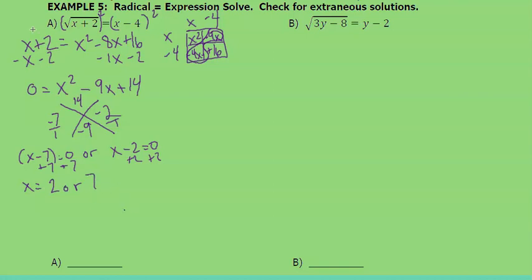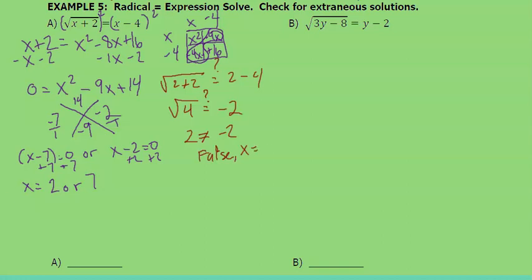So we're going to plug those back into the original to see if it's a true statement or a false statement, since there's a variable on the outside of the root. So let's plug in 2. Is the square root of 2 plus 2 equal to 2 minus 4? Is the square root of 4 equal to negative 2? No, because 2 is not equal to negative 2. So this was false. So it's extraneous. X equals 2 is extraneous.